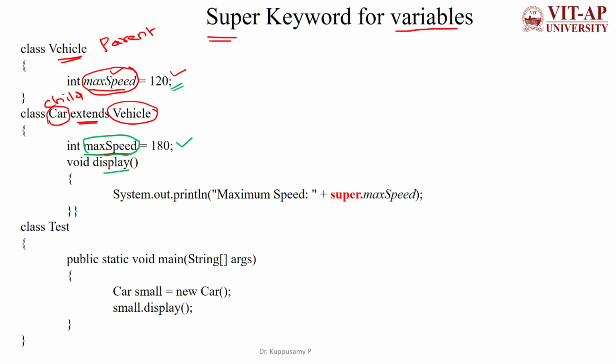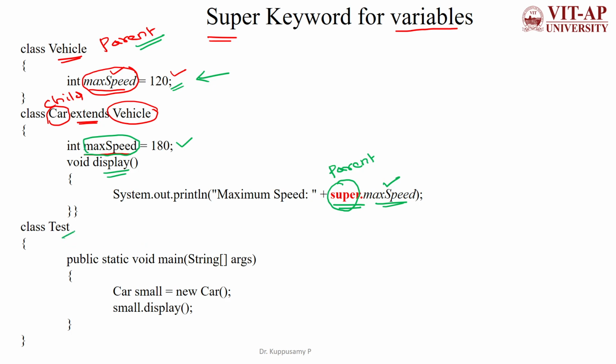Here we have the method display inside the child class, which is printing the value by calling super. That means this will print the maxSpeed which is assigned in the parent class, because super indicates the parent class. Who is the parent here? The parent is Vehicle, so super.maxSpeed, so that value will print now.